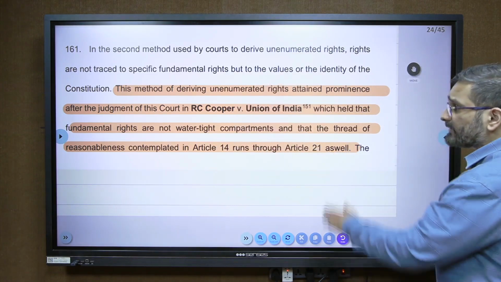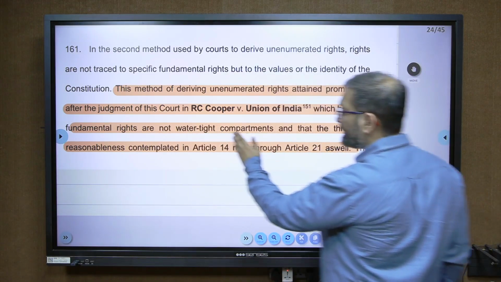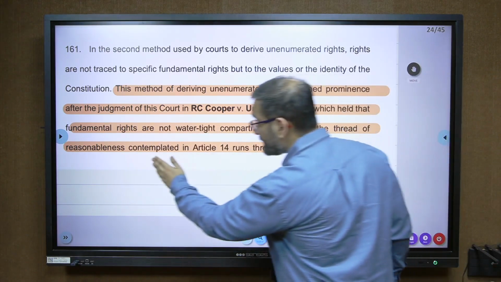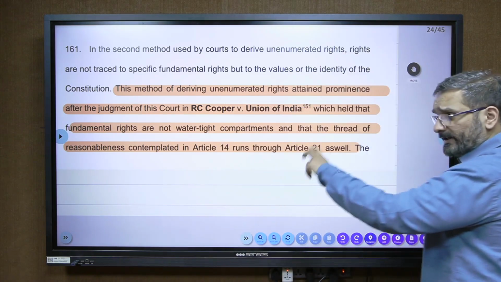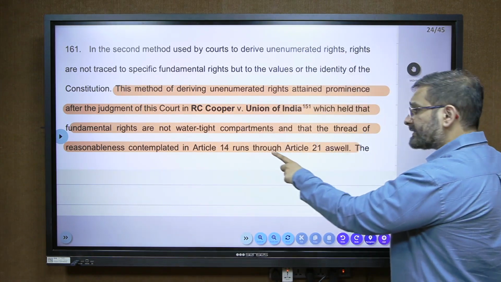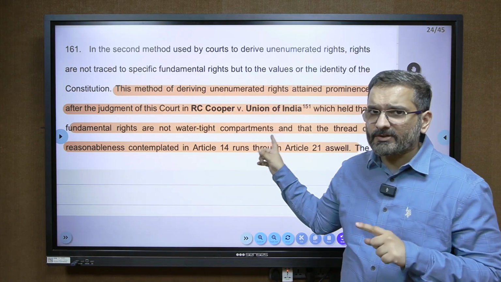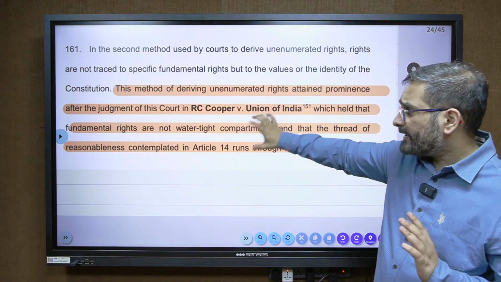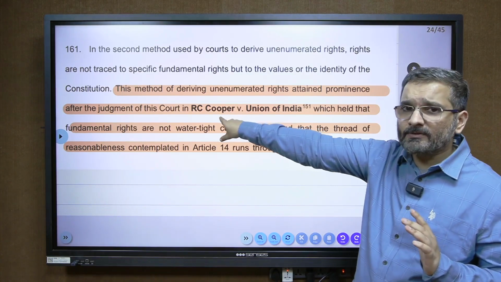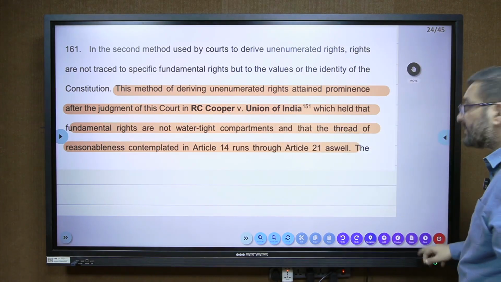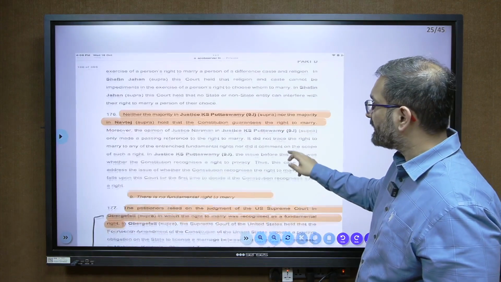Cooper versus Union of India, which held that fundamental rights are not watertight compartments, and the thread of reasonableness contemplated in Article 14, that is doctrine of reasonable classification, runs through Article 21 as well. Now this is extremely important because they can give you this fun fact and can ask you, which judgment? So that is R.C. Cooper versus Union of India.